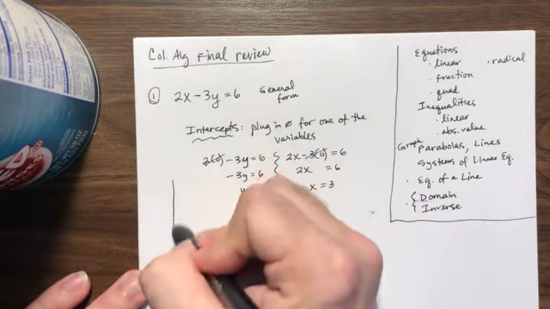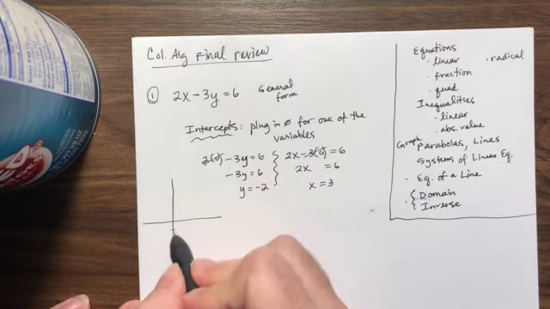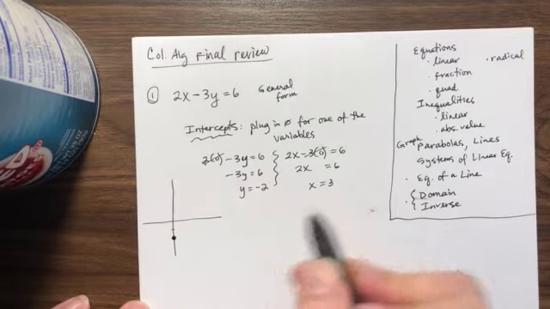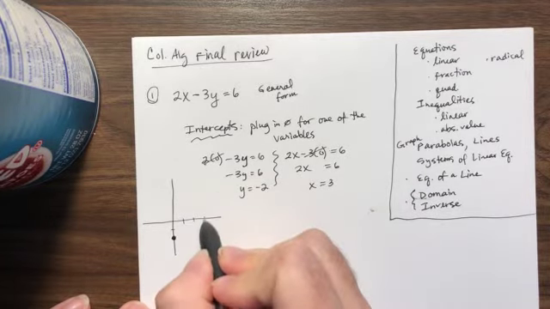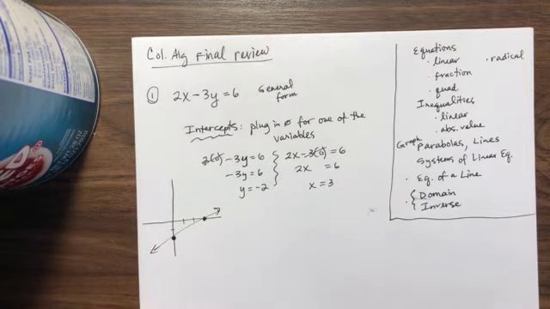So when we graph this, we're going to pick negative 2 on the y-axis, 1, 2, down, and then pick positive 3 on the x-axis, 1, 2, 3, and then we're going to draw a line through it. And that's the answer you're looking for.